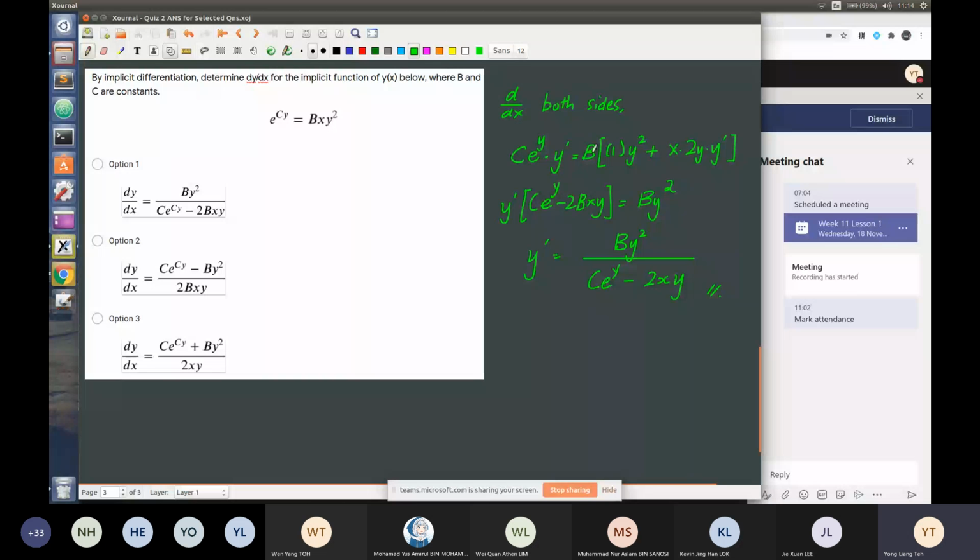Okay, b times 2xy prime. So I have my b here. So that gives, oh, I forgot my c here. I differentiate, bring down the c. This will still be a cy. Okay, so cy. So the answer is option 1.